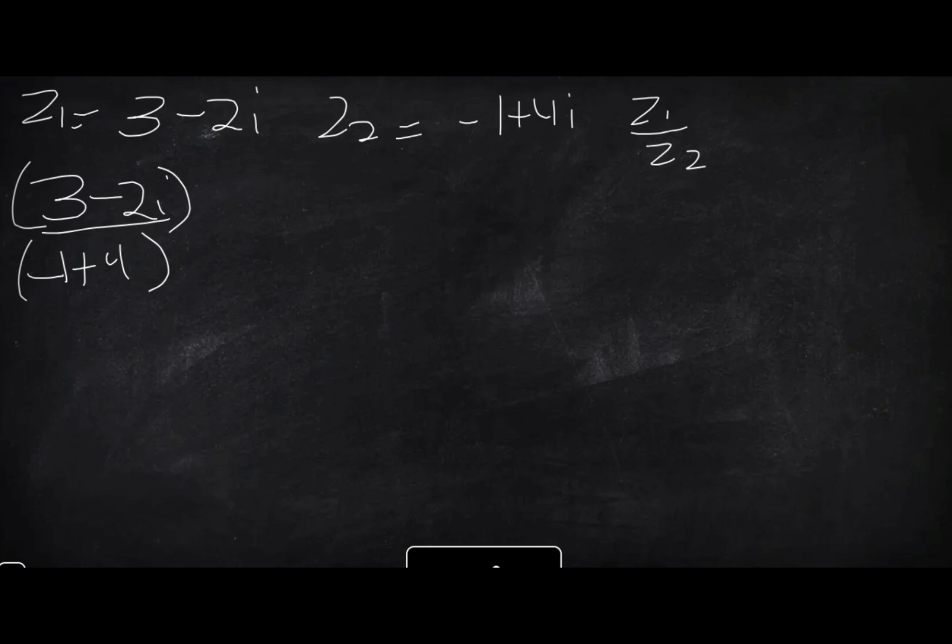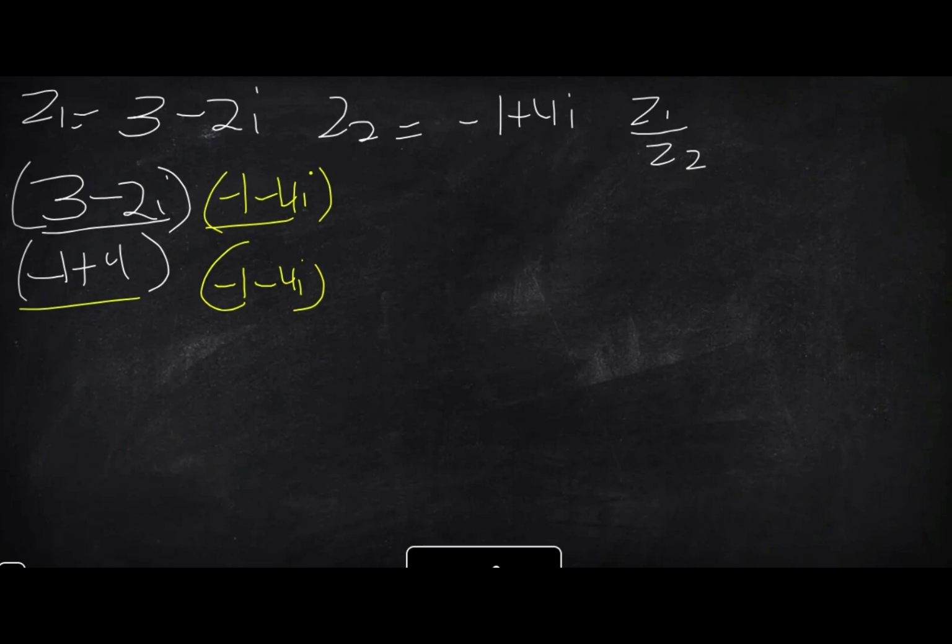So the very first thing that we have to do is find the complex conjugate of the denominator, and then we multiply through with that. The complex conjugate of our denominator here is -1 minus 4i. So, -1 minus 4i.